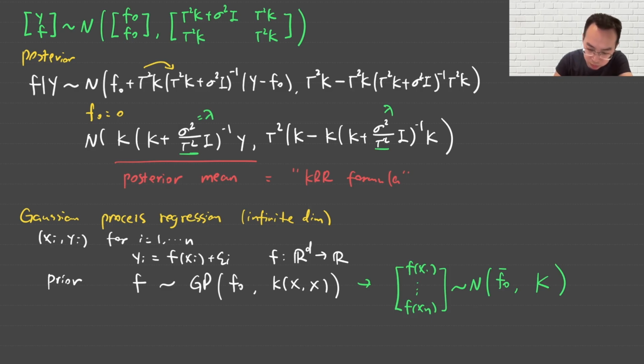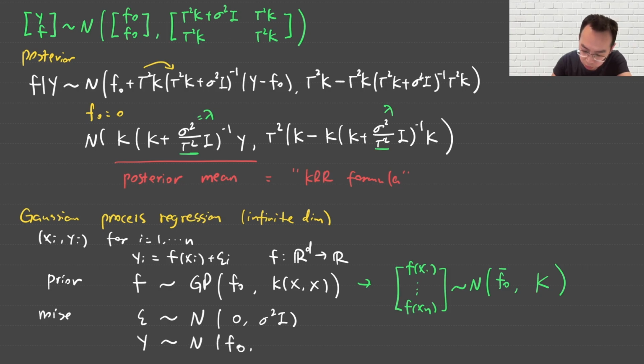And then we also have the noise term, right? So let's continue. We have the noise epsilon, and that's going to be a finite vector that lives in R^n. So it will just be normal with mean 0 and covariance sigma square I. So for our y vector here, y is also going to be normally distributed because y is also finite. So we'll have the same equation as the finite version of it. We'll have K plus sigma square I as the covariance for the y vector.